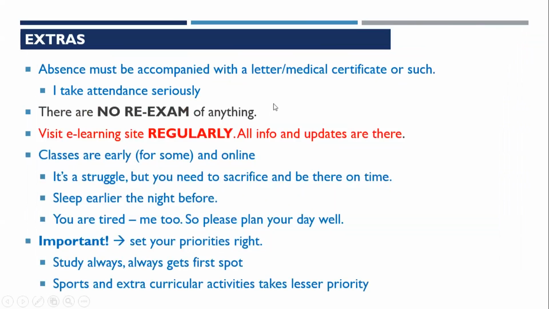Extras. Absences must be accompanied with a letter or medical certificate, and I take attendance seriously. Okay? In my class, if you don't have 80%, you do not sit for the final exam. Why? Because at the end of every semester, we have to do what we call a course assessment report. In that report, we tell how the class went, how many got A, how many got B, and so on, and how much of the CLOs, the course learning outcomes, and the PLOs, the program learning outcomes, we achieved in that class.